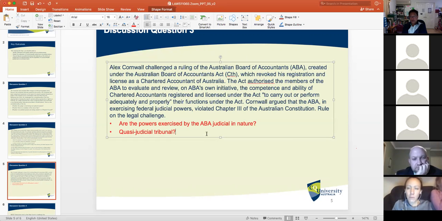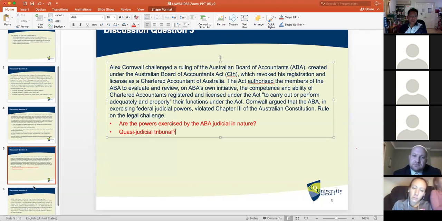So the ABA, because Sharon raised the question, is the ABA a federal court? The answer is that it is not a Chapter 3 court, mainly because it hasn't been constituted according to Chapter 3 of the Australian Commonwealth Constitution. We have a final question, but it's 7 o'clock.